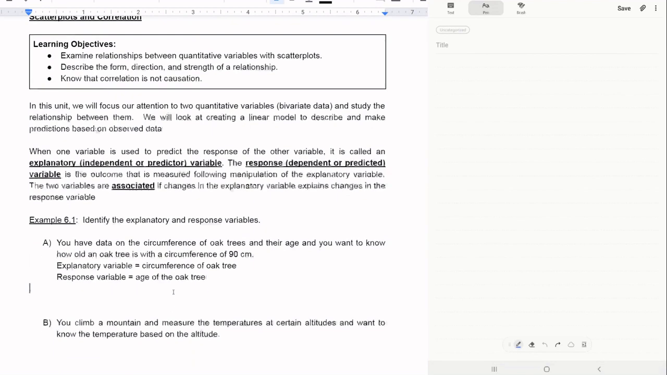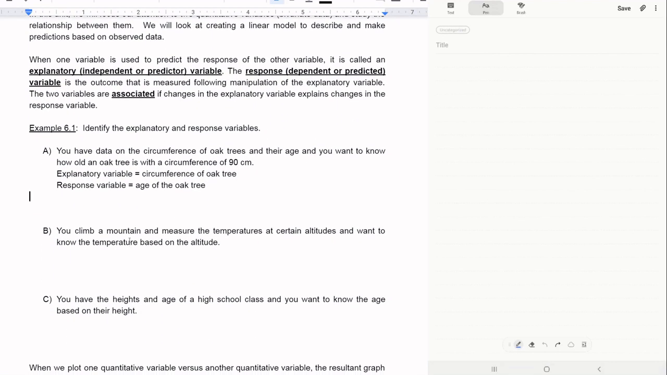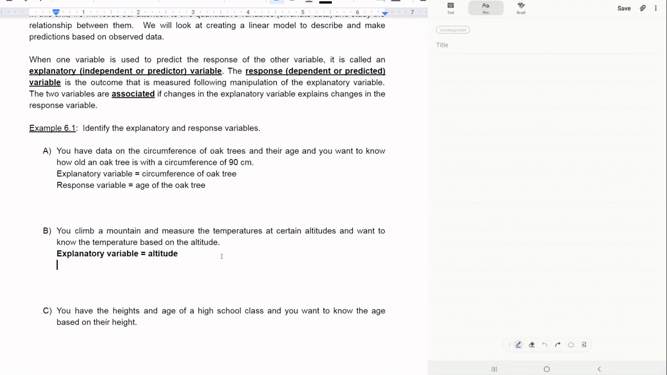Let's have a look at the next example. Suppose we climb a mountain and measure the temperatures at certain altitudes, and we want to know the temperature based on the altitude. So we're trying to predict the temperature given the altitude along the mountain. The explanatory variable is going to be the altitude, so that's what we're given, and we're trying to predict the temperature. And so the response variable will be the temperature.